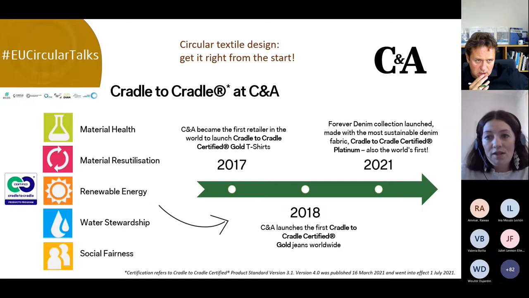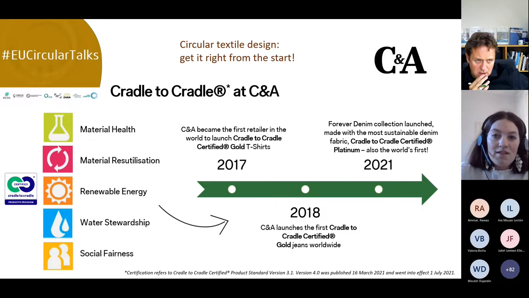And you can see on this timeline a brief history of the achievements that we've had in implementing the standard. In 2017, we were actually the first fashion retailer to launch a Cradle to Cradle certified Gold t-shirt. And in 2018, we followed that with the first C2C certified jeans. But this year, we've launched our Forever Denim collection. And this actually featured the world's first Platinum level C2C certified fabric.